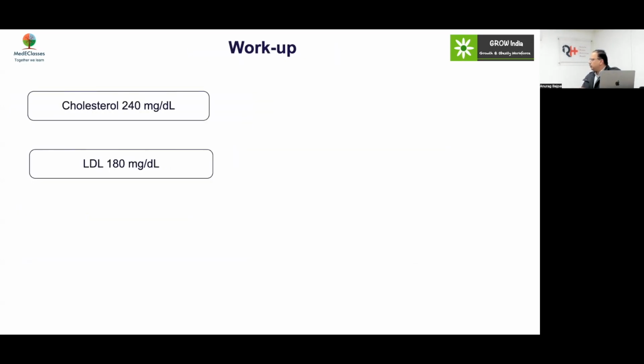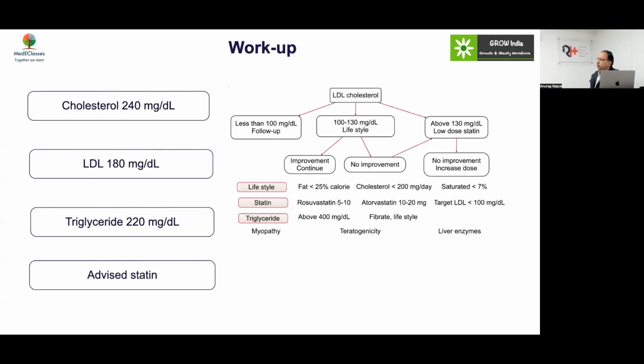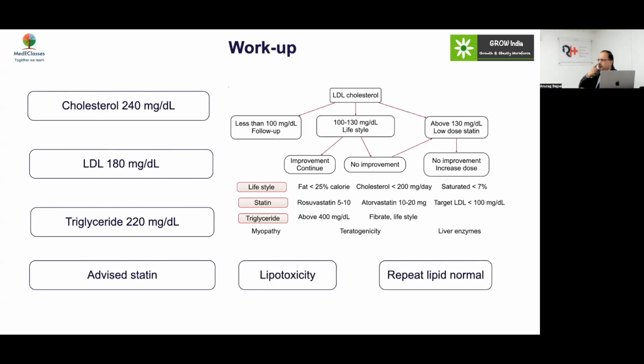Now, workup showed a cholesterol of 240, LDL of 180, triglyceride of 220, and a statin was advised. Do you agree? And this was done at the time of diagnosis. Repeat the test again, because it could be falsely high because of the metabolic decompensation. So essentially, better would be to do it after the lipotoxicity is over and repeat lipids were normal. So you don't have to rush to therapy immediately.